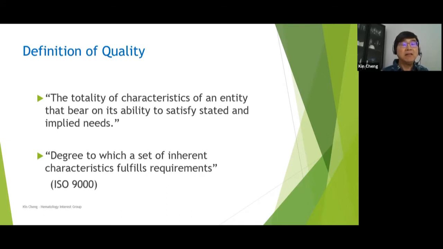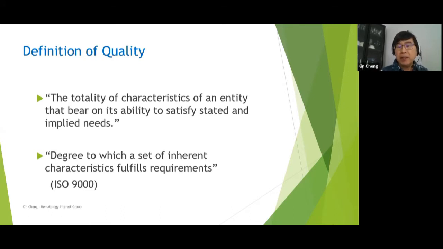The second definition of quality is the degree to which a set of inherent characteristics fulfills requirements. Those are big words. What that means is, to make a good quality product, what are the things that will make a good quality product? Keep that in mind, but you don't have to remember these definitions. The key thing is that what the customer needs is quality, okay?